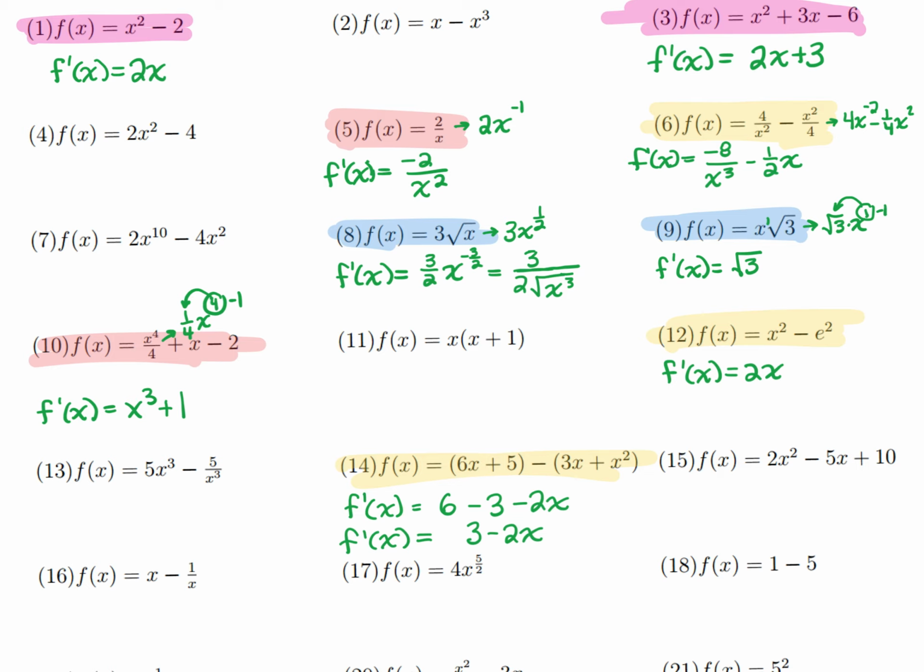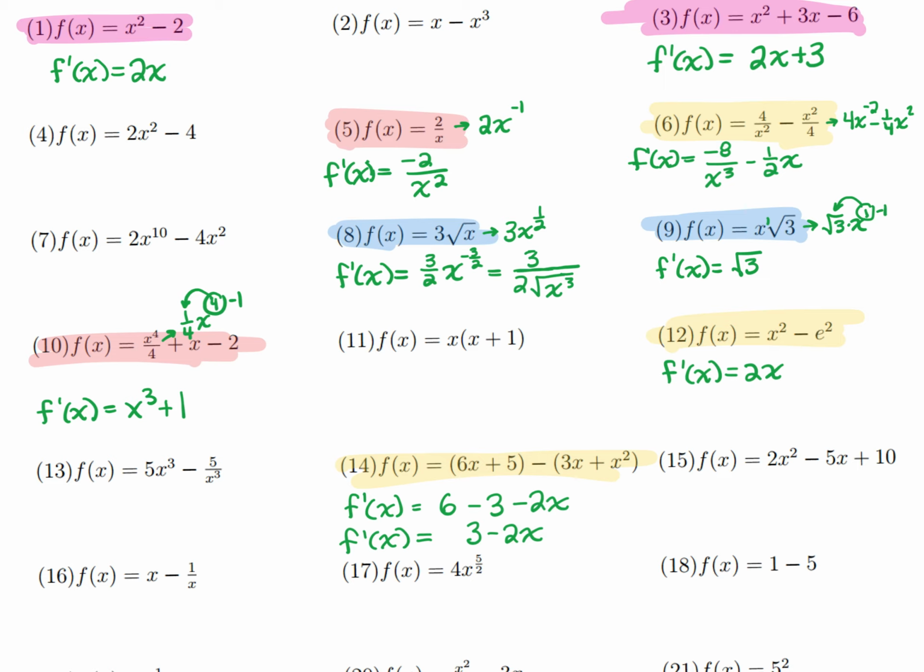12 seemed a little tricky, but e squared, e is not x. When we're finding the derivative, we're only finding the derivative with respect to x. E is just a number. If you don't remember what that is, you can go ahead and type e to the first power into your calculator and you're just going to get a number. So when we say e squared, we're just talking about some random constant term. So when we find our derivative, the derivative of a constant term is just 0.